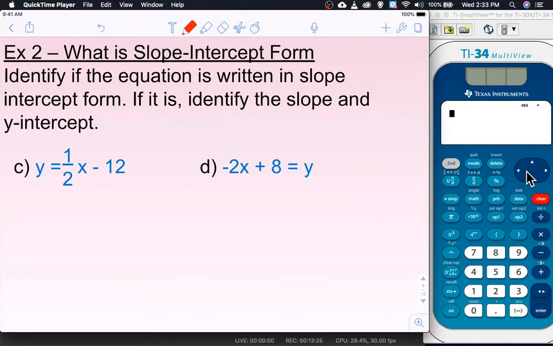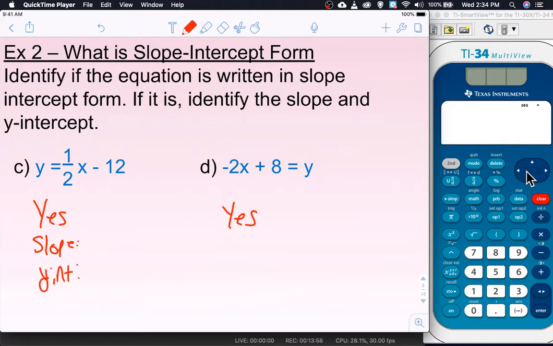Okay, here is letters C and D. If you could, go ahead and pause the video and try these two on your own. Then we'll go through them together when you're finished. Okay, you should have found letter C is a big old yes, and letter D is a, I almost wrote no, but technically that's a yes, and we'll explain why in a second. So then you were looking for what the slope is and what the y-intercept is.